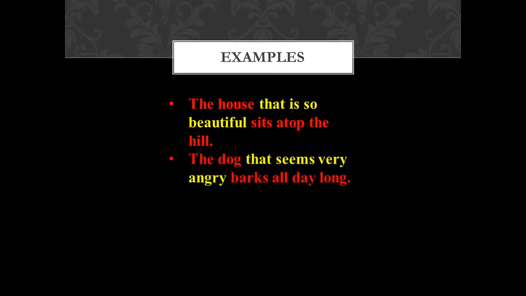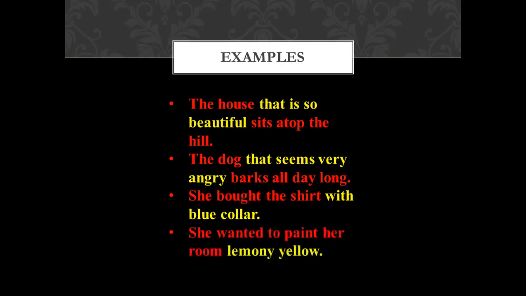The dog that seems very angry barks all day long. If I will say the angry dog, then I'm using an adjective. But if I will say the dog that seems very angry, here that seems very angry is a group of words which is called phrase, but it has an adjective angry in it, so it's an adjective phrase. She bought the shirt with blue collar. With blue collar is an adjective phrase over here, which is telling us about a shirt. She wanted to paint her room lemony yellow. Lemony yellow is telling us about the paint, right? So this is an adjective phrase.